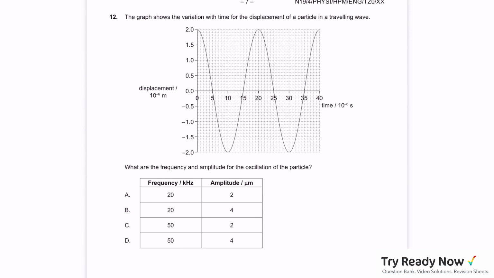So first things first, let's find out the amplitude, because this is the easiest thing to do. The amplitude is basically the distance from the top all the way to the midsection of the wave, and in this case it's just 2. So we can eliminate options B and D. Now to find the frequency, we just have to find the time it takes for the particle to go back to where it started.